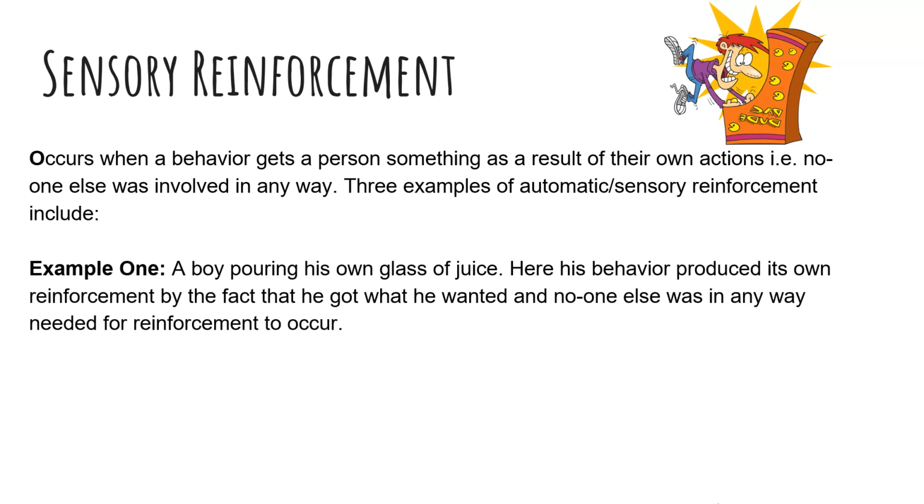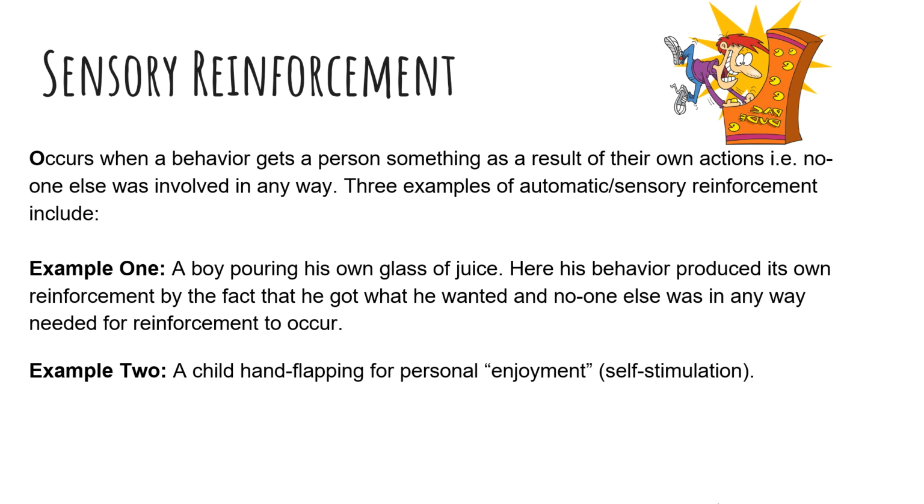One, a boy pours his own glass of juice. Here, the behavior produces its own reinforcement by the fact that he got what he wanted. There is no one else that was around. Nobody else provided him the reinforcement. He just received reinforcement from drinking the juice. Okay, that would provide sensory input. Maybe a child hand flapping, okay, for personal enjoyment, or what we call self-stimulation.